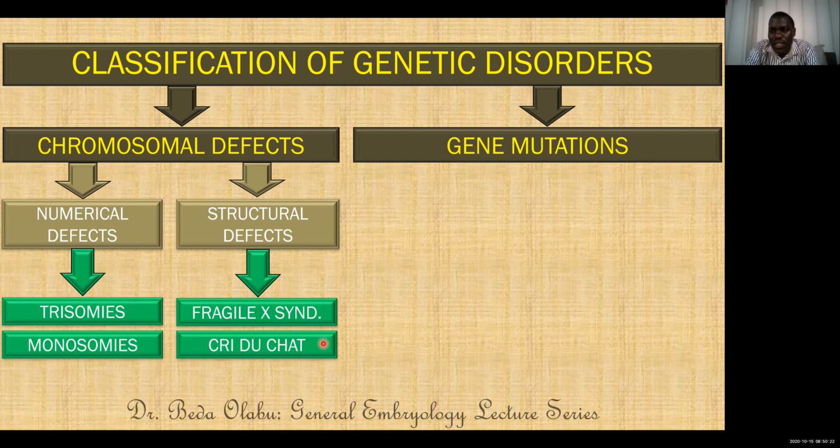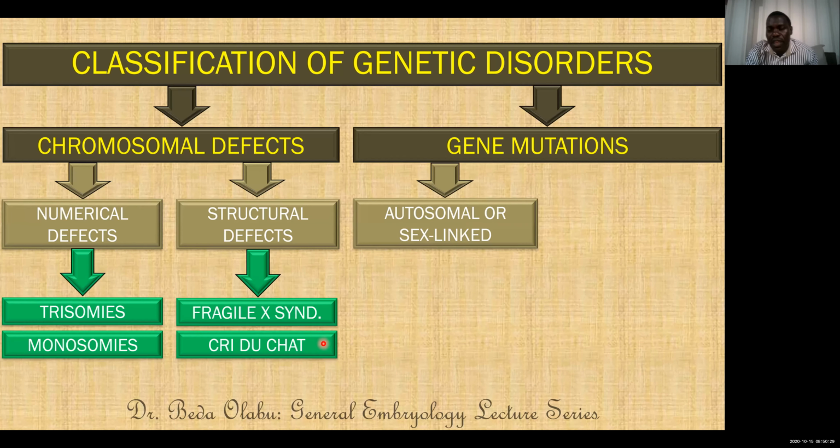we call that mutations. We classify mutations based on the chromosome they involve. If they involve the first 22 chromosomes, then we call them autosomal. If they involve the 23rd chromosome, then we call them sex-linked. If they are sex-linked, then you want to know whether it is linked to the X chromosome or linked to the Y chromosome. If it is linked to the X chromosome, then you call it X-linked. If it is linked to the Y chromosome, then we call it Y-linked.